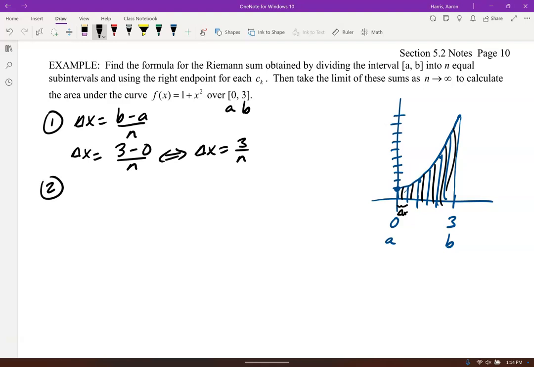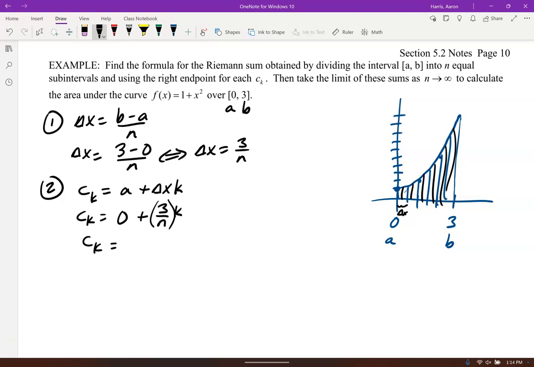Number 2, the ck, so that this is the x value where we're going to take the height for our equation for the f of ck value. So a plus delta x times k. So our ck is, a is 0, delta x is 3 over n, times k.